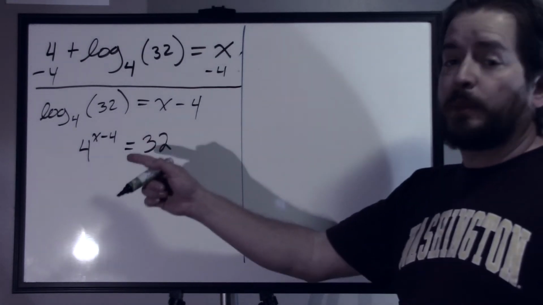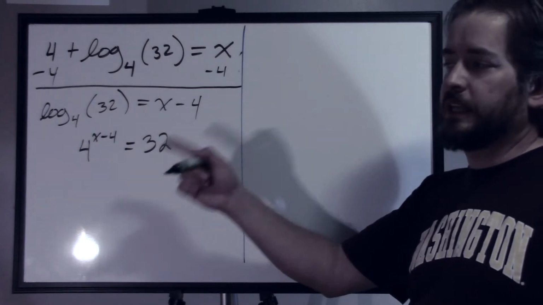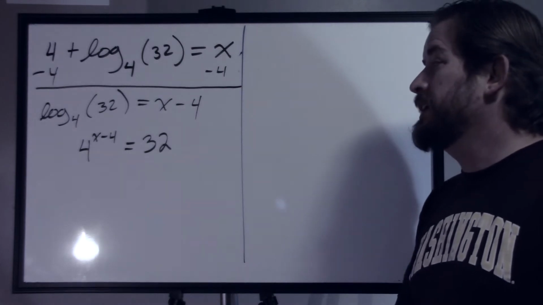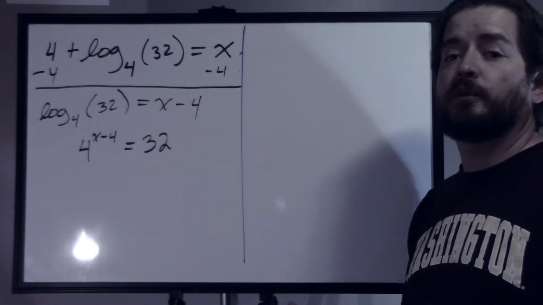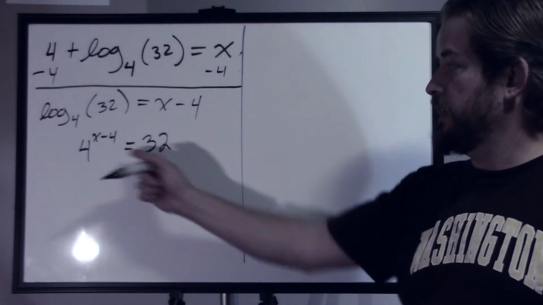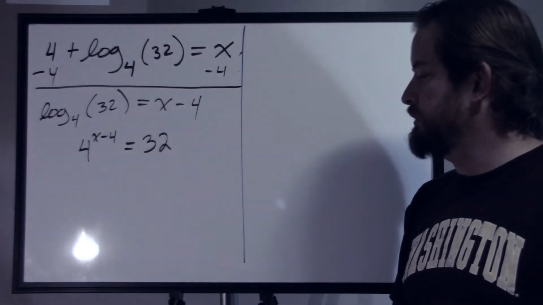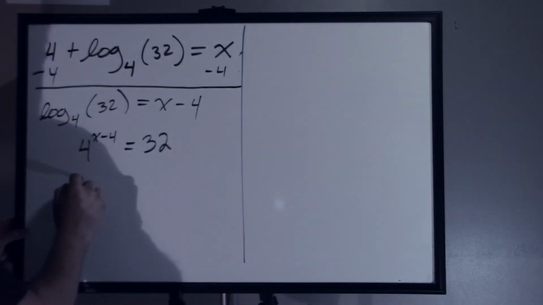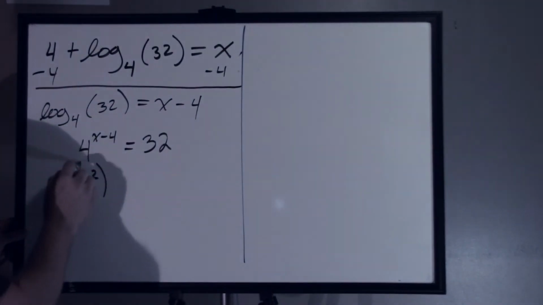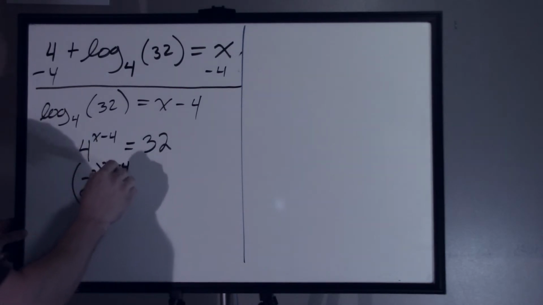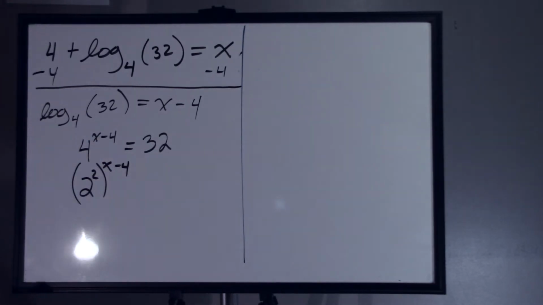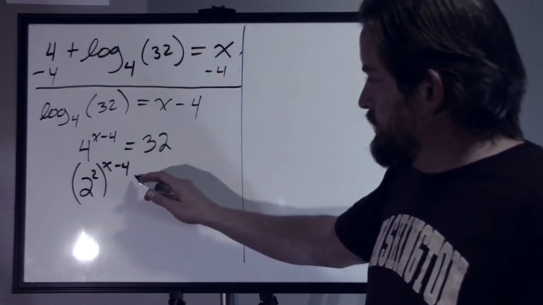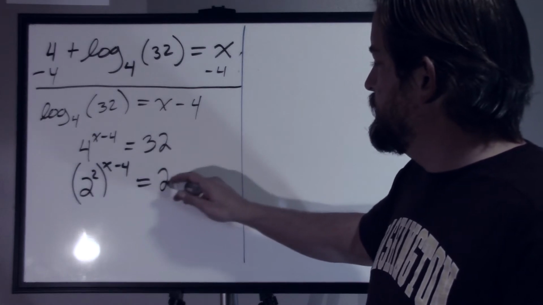Now 32 isn't a power of 4. 4 times 4 is 16, times the next 4 gets you to 64, so you skip over this 32. But again, both of these are powers of 2, so I can rewrite them as 2 to the second and 2 to the, what is that, 5? Yeah. So I'll write this as 2 squared to the x minus 4 power, equals, and then 32 is 2 to the 5th.